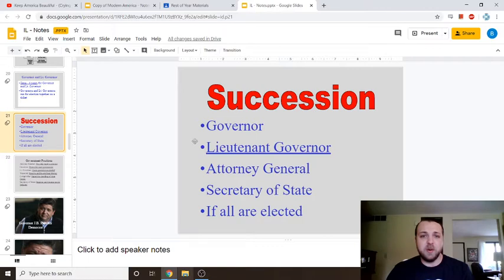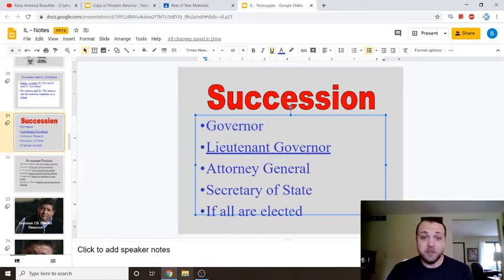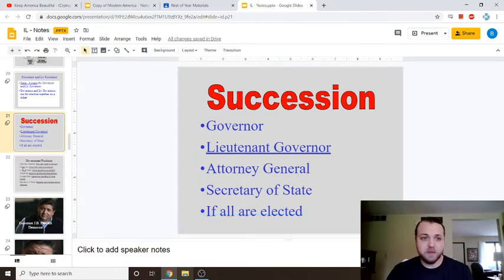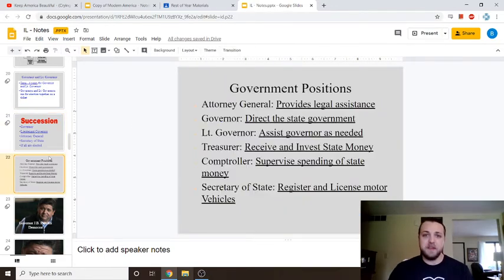Succession. Here's the order. So if the governor's impeached, found guilty, which has happened a couple times, if the governor resigns, also happened a couple times, or if the governor dies, I don't know if that's happened before, the lieutenant governor steps in and serves out the rest of the term, much like a vice president would do if a president died. After that, you don't really need to know these for the test, but these would be the next two people in the line of succession.